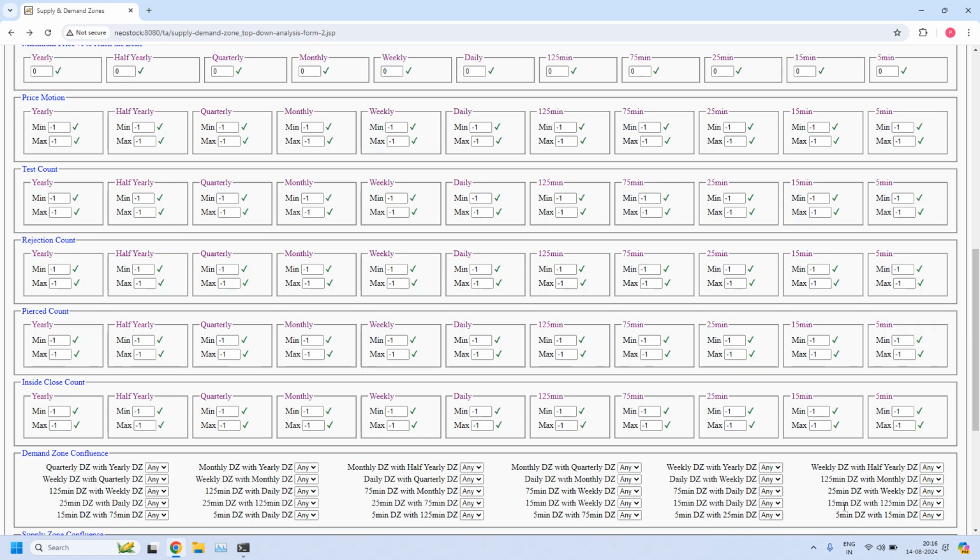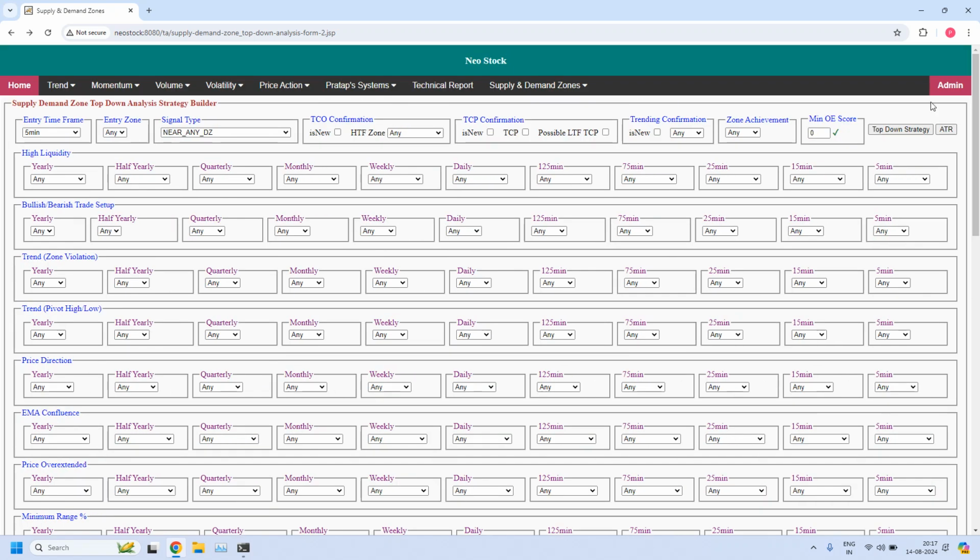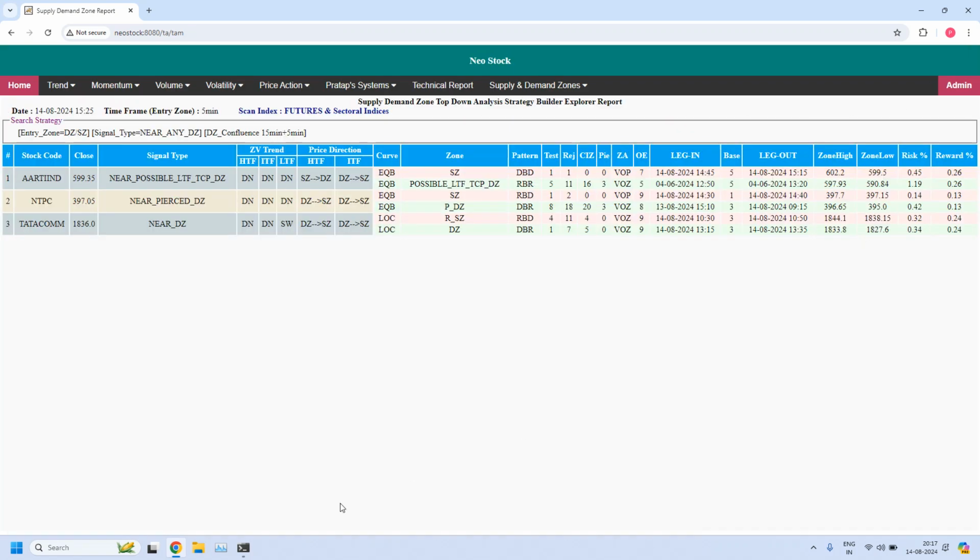So in the demand zone confluence, 5 minutes demand zone with 15 minutes demand zone, I am enabling this option. Let me filter. Now the list has come down to 3. Only these 3 demand zones are having confluence.